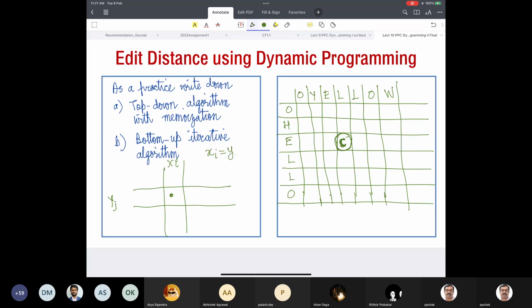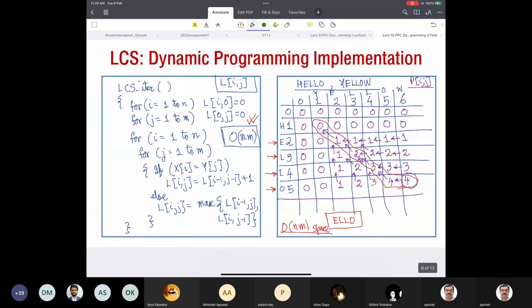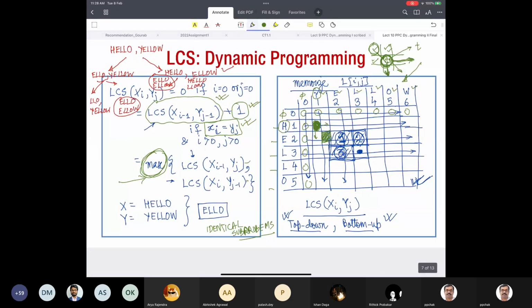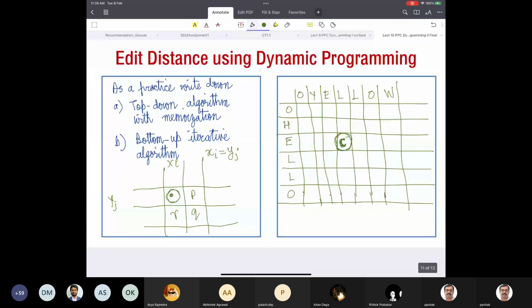Xi equal to Yj. If Xi is equal to Yj, then what is the value of this cell? Look at the equation. If it is equal, then I call Xi minus 1, Yj minus 1, plus 1, which means I'm going to take it from the diagonal, isn't it? So then it will be Q plus 1.